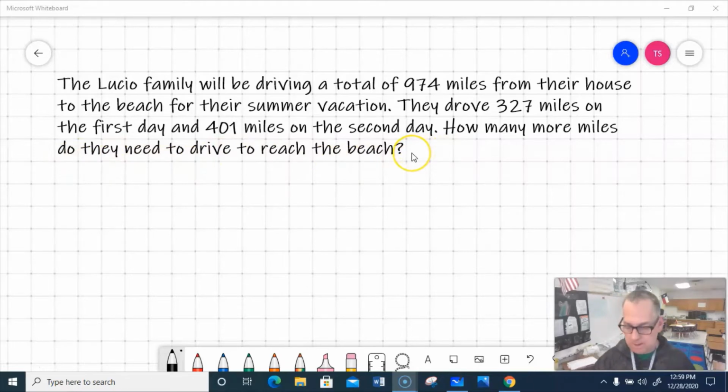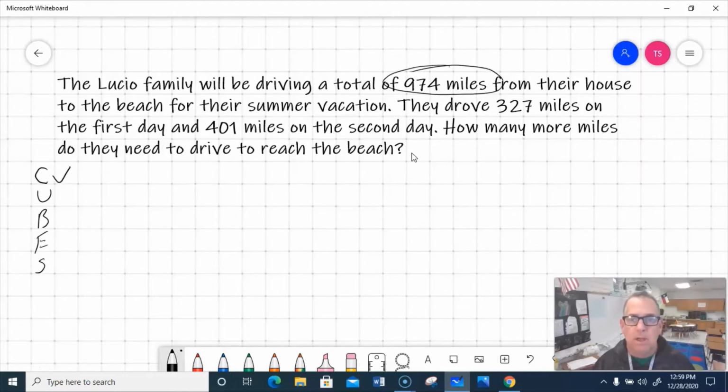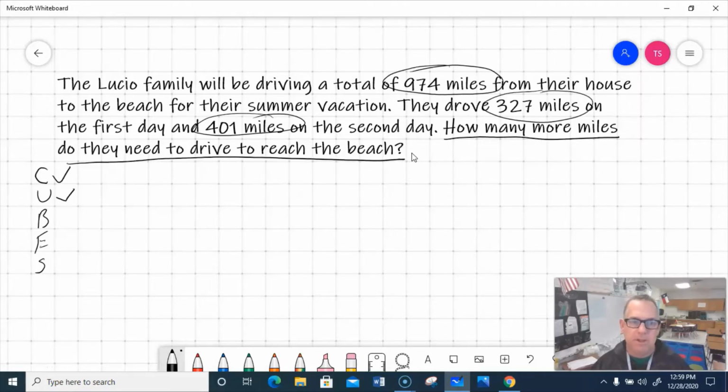So I like to use the CUBES strategy. It helps us understand what the problem's asking. The first thing I'm going to do is circle the important information. I have 974 miles. I have 327 miles. And then I have 401 miles. Next, I'm going to underline the question, to make sure I understand what they're asking me to do: how many more miles do they need to drive to reach the beach?